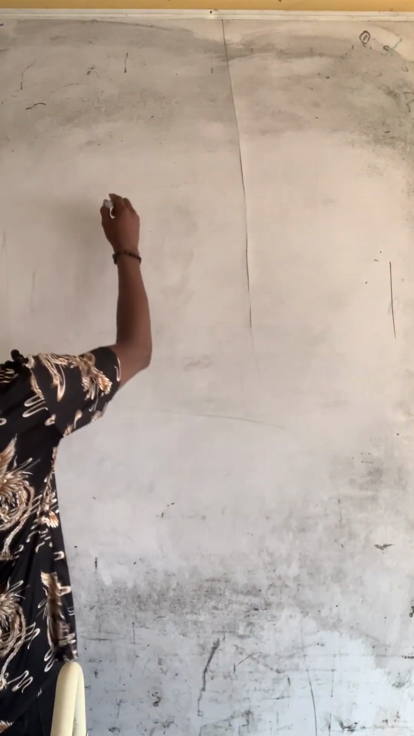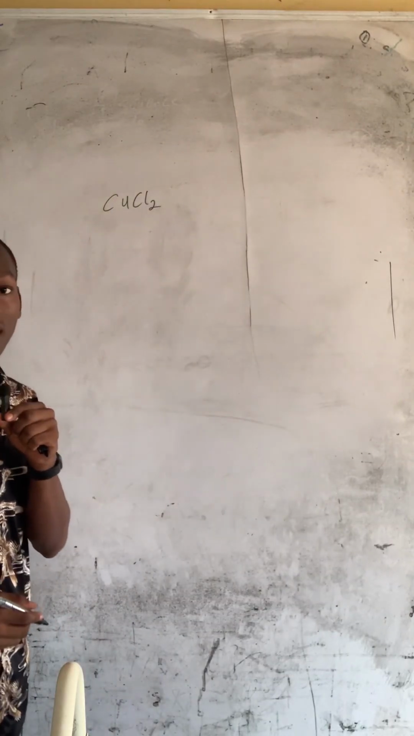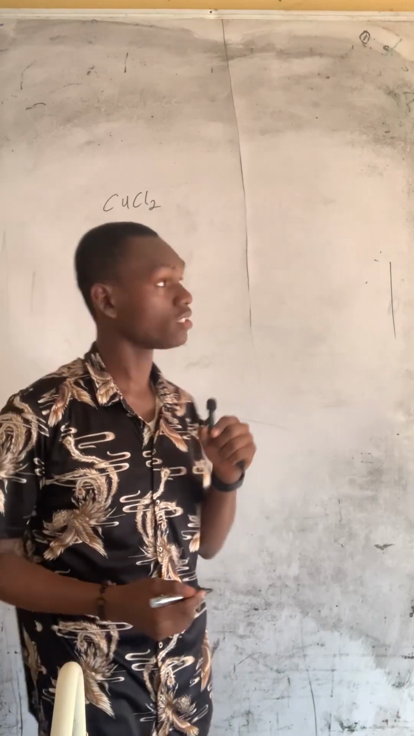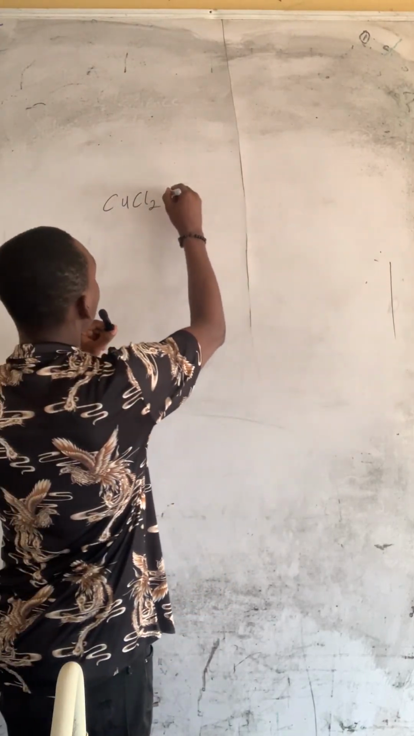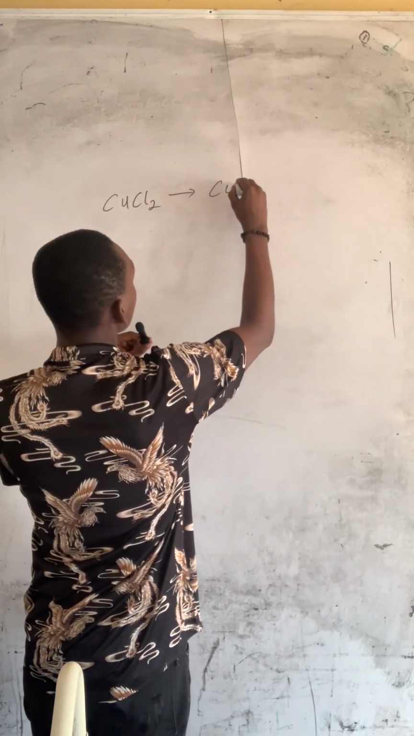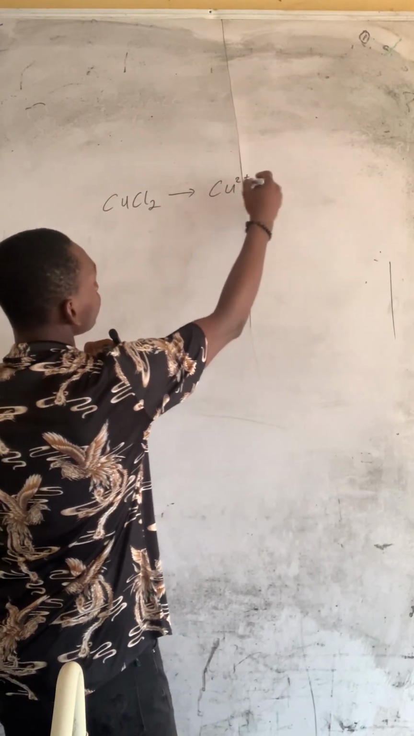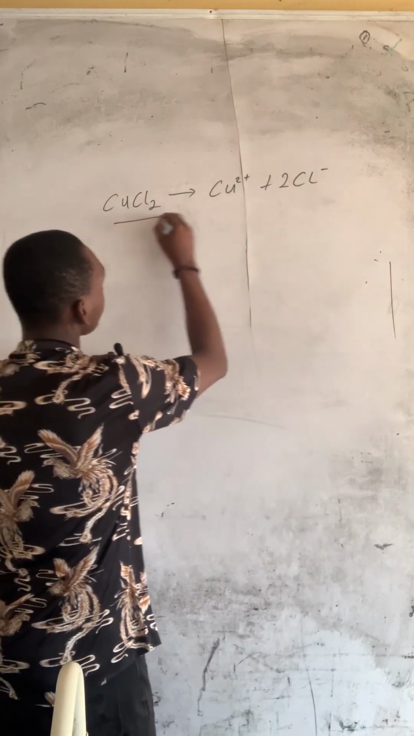Now, let's analyze that question very quickly. This is the formula for copper chloride, right? Copper 2 chloride, CuCl2. Now, if you ionize copper chloride, we are going to get Cu2+ and Cl-. This is what we are going to get.